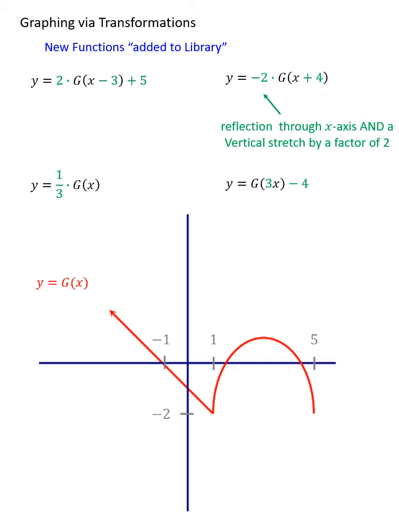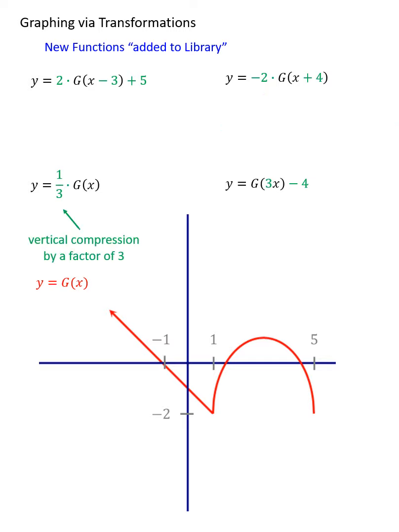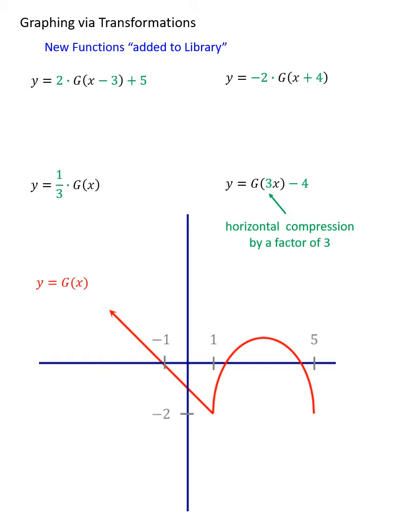This we haven't talked about, but this is actually 2 transformations, or can be thought of as 2. More on that in a minute. This would represent a vertical compression by a factor of 3. This would be a horizontal compression by a factor of 3. And this would be a downward shift by 4. So all of the same rules would apply to any new function that we added to the library.